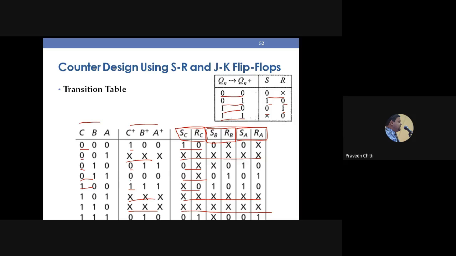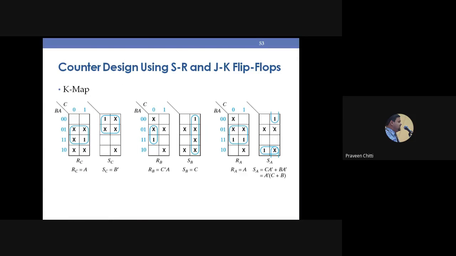So now how many K-maps do you have to use? You have to use 6 K-maps of 3 variables. So 1 K-map for SC, 1 for RC, 1 for SB, 1 for RB, 1 for SA, 1 for RA. And that's what is shown here, 6 different K-maps for RC, SC, RB, SB, RA, SA.